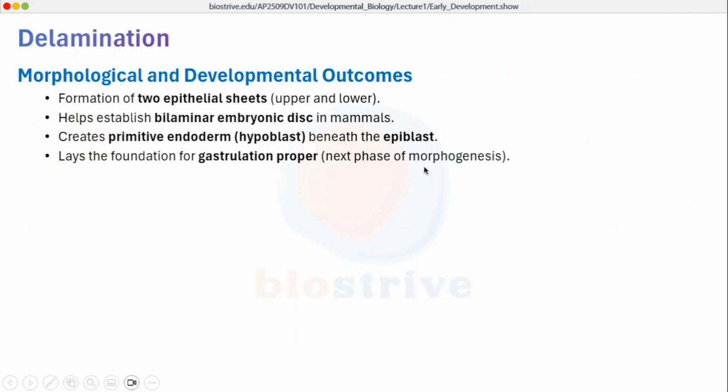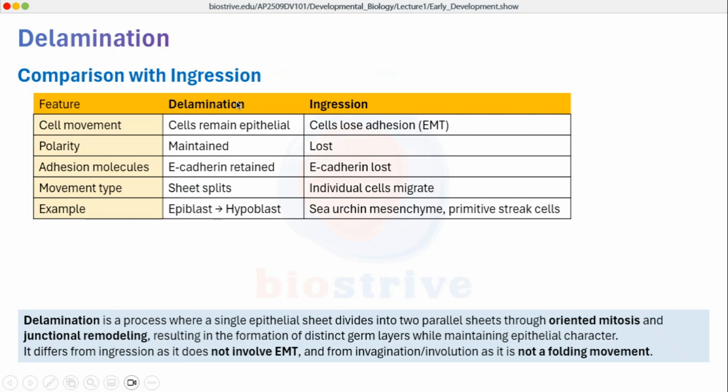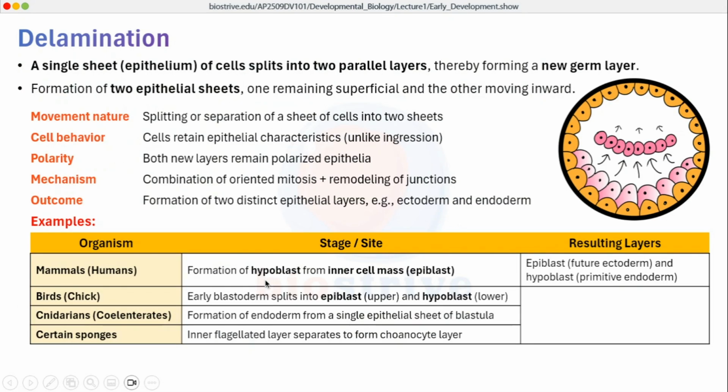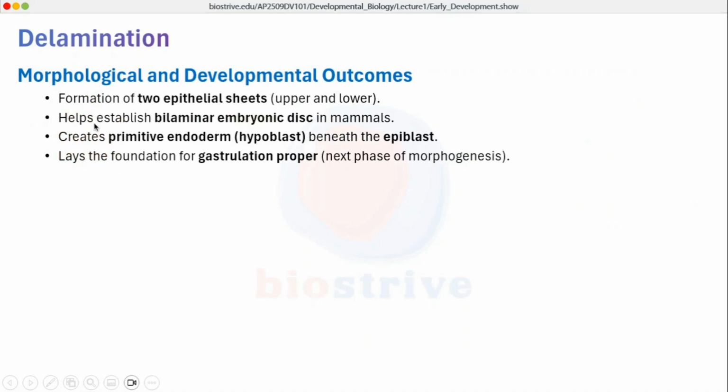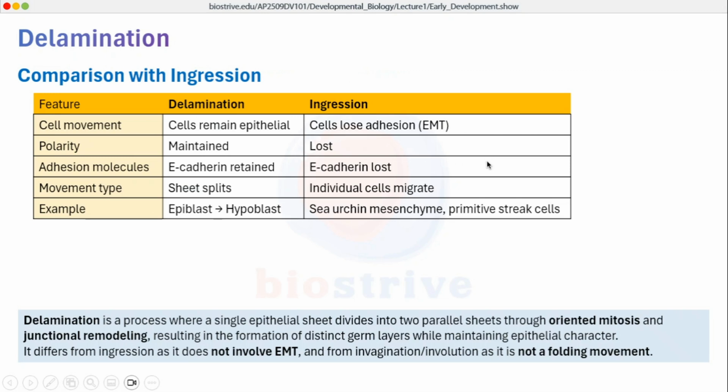So what is the morphological outcome? There will be formation of two separate epithelial sheets. Just like in humans, we said that there is formation of the hypoblast from epiblast cells. It helps in establishment of the bilaminar embryonic disc. There will be two distinct germ layers. There will be creation of the primitive endoderm, the hypoblast, beneath the epiblast, which is usually seen in humans, and it lays the foundation of gastrulation proper, which is the next phase of morphogenesis.